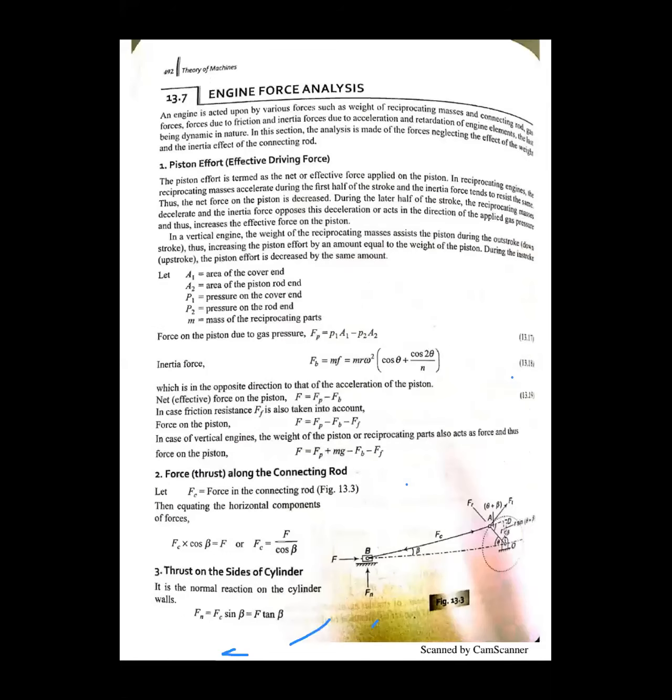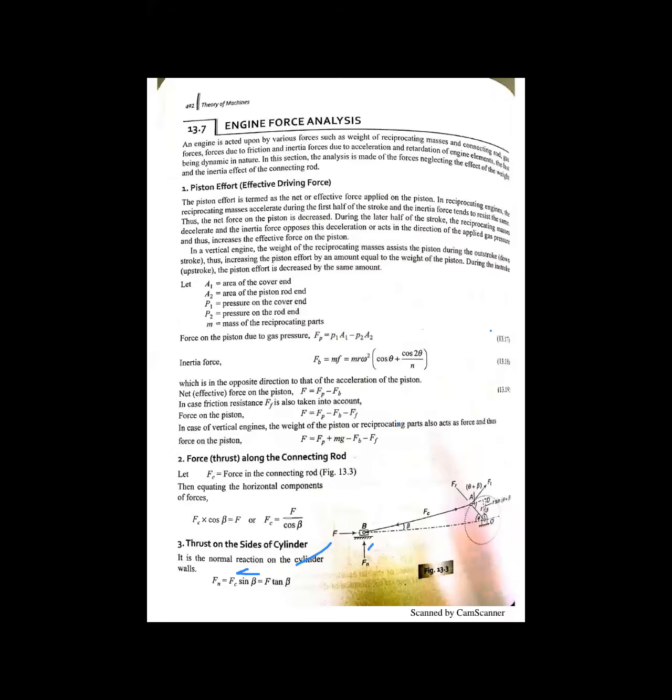So the thrust on the sides of the cylinder is Fn equals Fc sin beta, which equals F tan beta. Now we are going to find the crank effort. Crank effort is the net effort applied at the crank pin perpendicular to the crank, which gives the turning moment on the crankshaft.